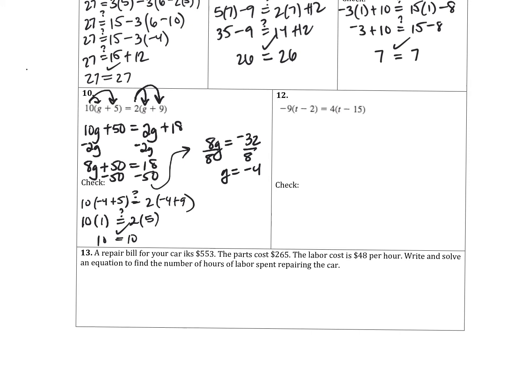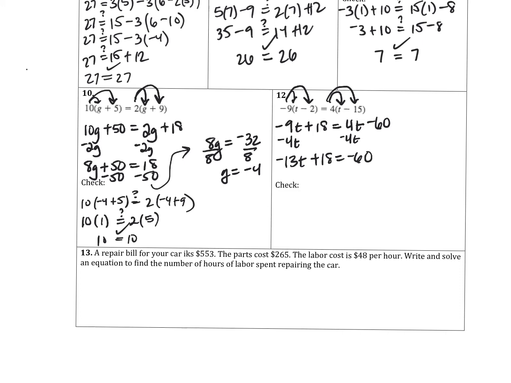Same procedure, we're going to distribute first. Negative 9 times t is a negative 9t. And negative 9 times negative 2 is a positive 18. Equals 4 times t is 4t. And 4 times negative 15 is negative 60. I want all t's on one side, all numbers on the other. So I'm going to subtract 4t from each side. Negative 9 minus 4 is a negative 13t plus 18 equals negative 60.